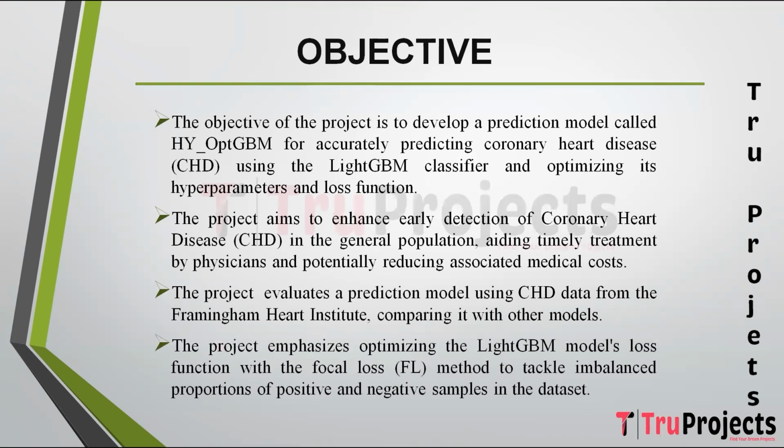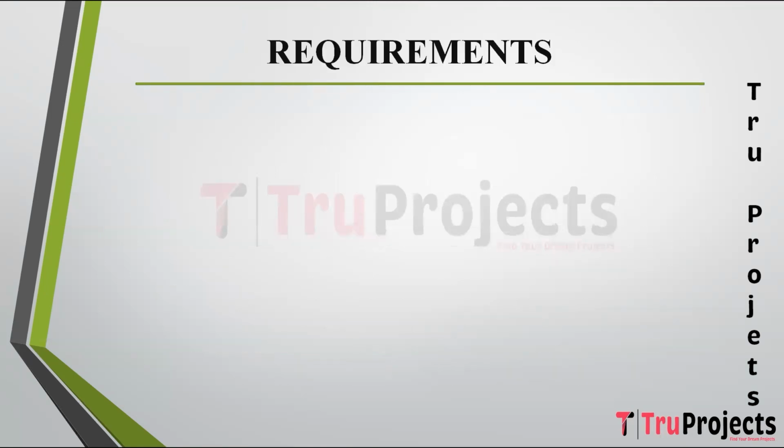A significant aspect of the project is the emphasis on optimizing the LightGBM model's loss function. The focal loss, FL, method is specifically utilized for this purpose, aiming to address imbalanced proportions of positive and negative samples within the dataset. This optimization contributes to more accurate predictions in the context of CHD.